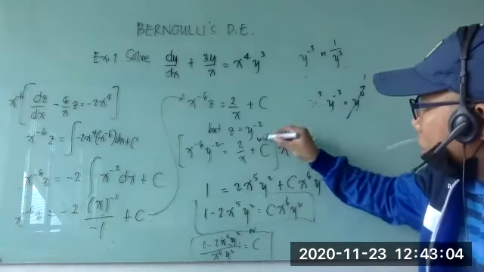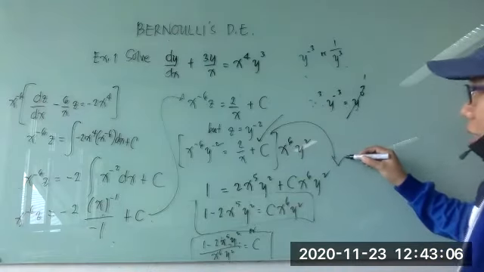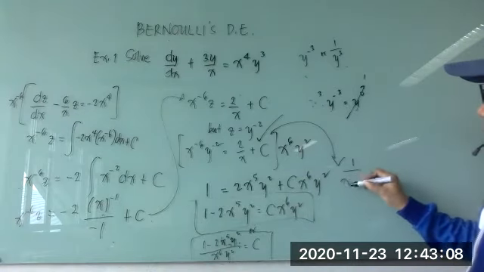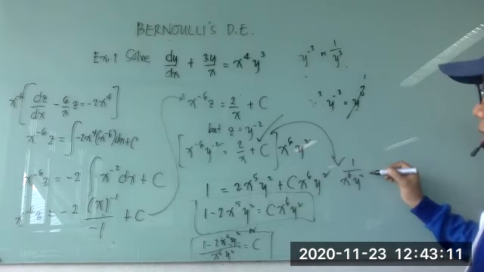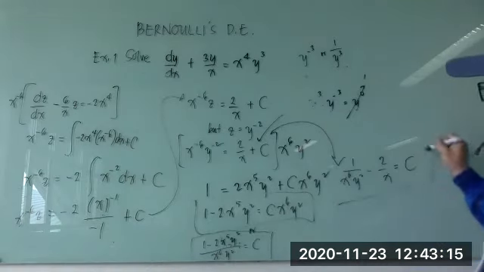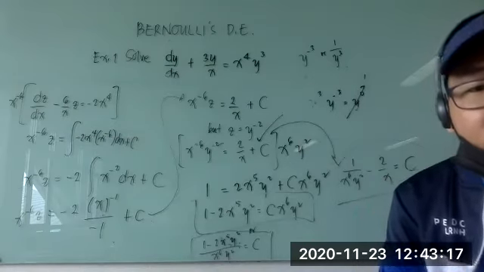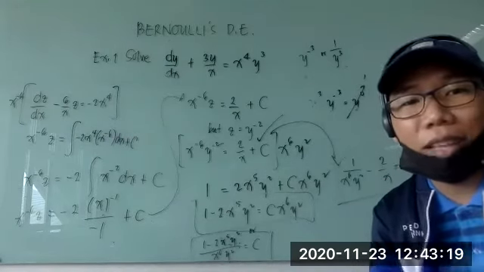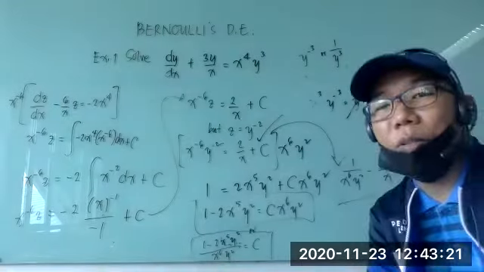Or you can also do this, right? You can make this 1 over x raised to 6 y squared minus 2 over x equal to c. Okay, there are many possible answers for that. Unless you're asked to solve for y.